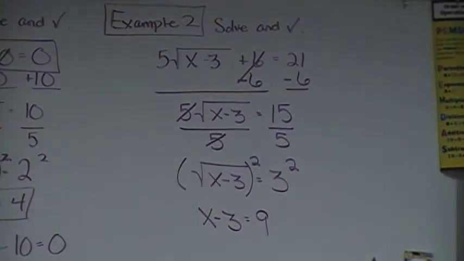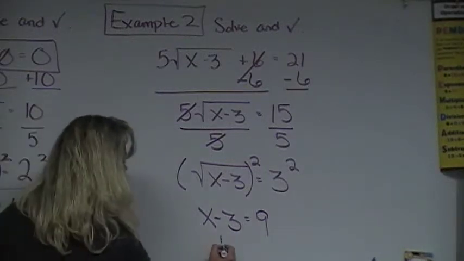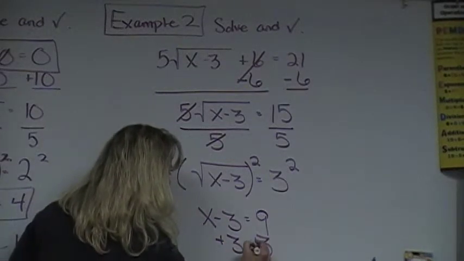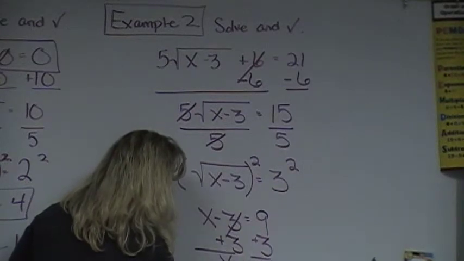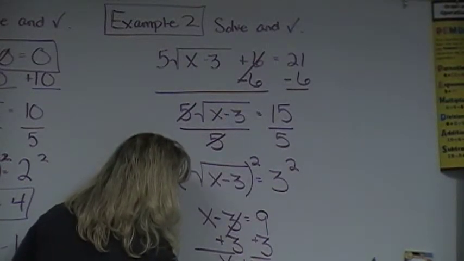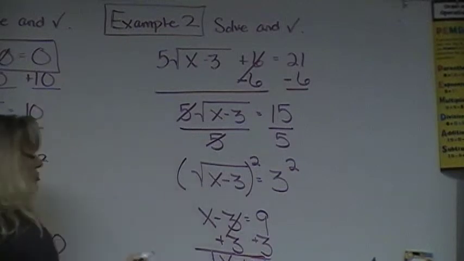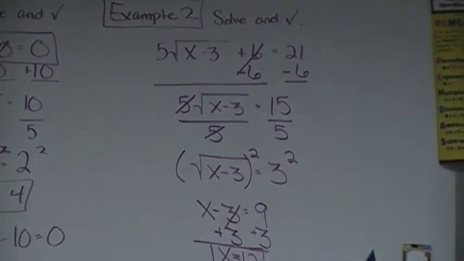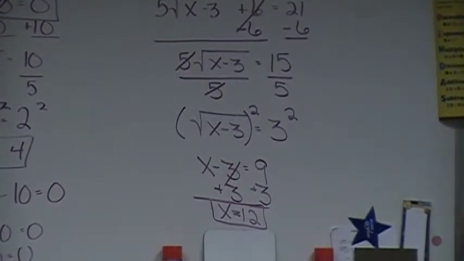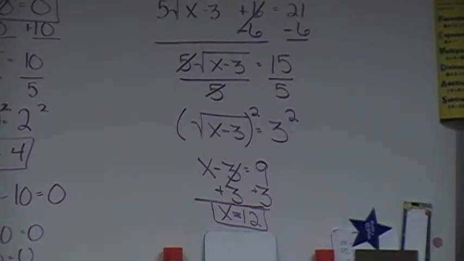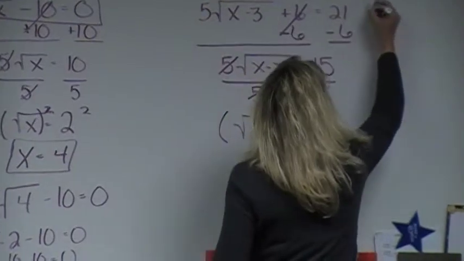And how do I solve this for x? What do I need to do to both sides? Add 3, correct. Add 3 to both sides. And what are we left with as an answer? 12 is my answer. Now, I do not know for sure if that's the right answer until I check it, okay? I'm going to go over here, I think I have enough room. Here's my check part.